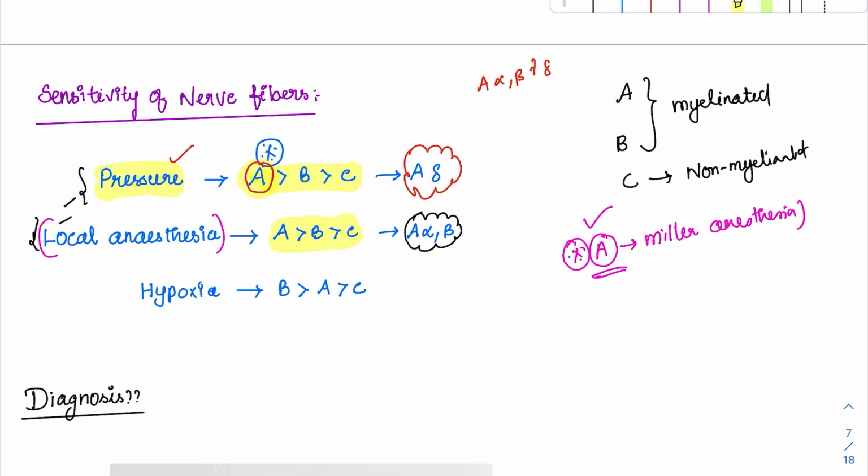Then coming to the last one, that is hypoxia. Hypoxia is one thing that we have to remember. The sequence is BAC, back. Just remember back for hypoxia. Just remember that you are going on a trip and hypoxia is back. BAC. So this BAC is the only difference for hypoxia. Rest everything is ABC. Just remember it.